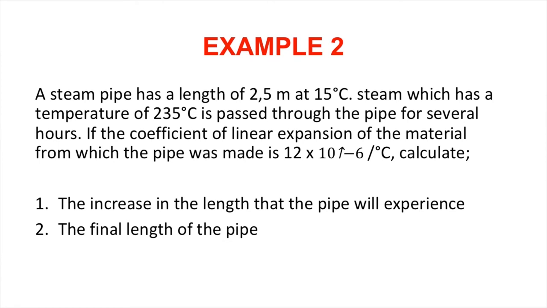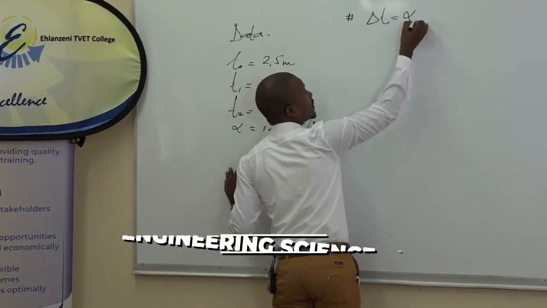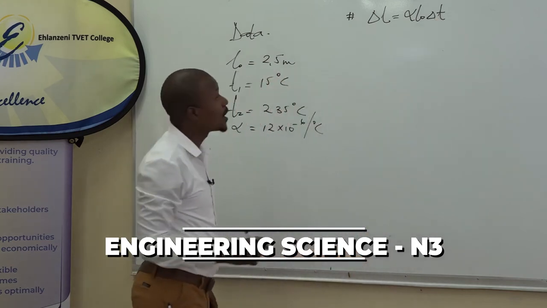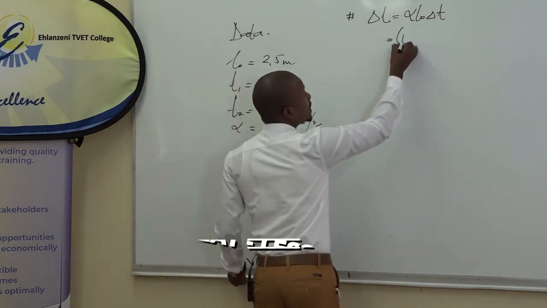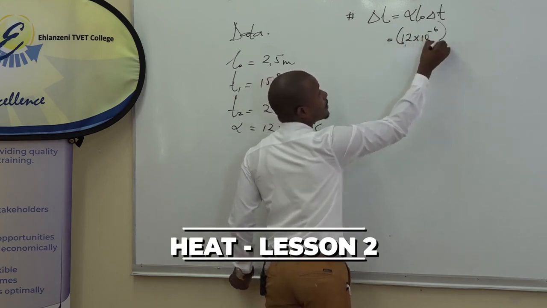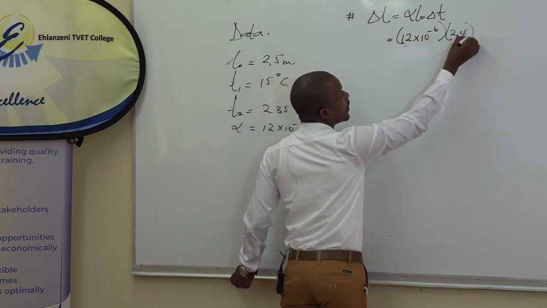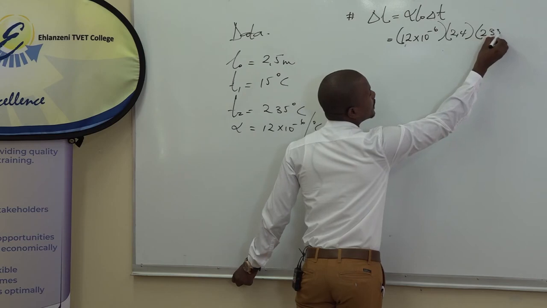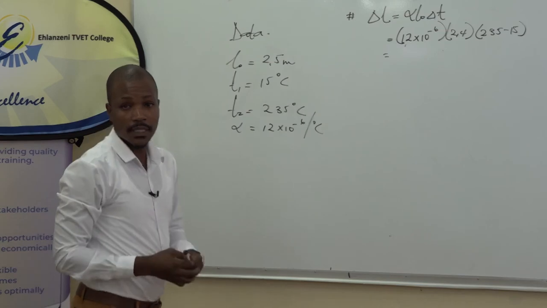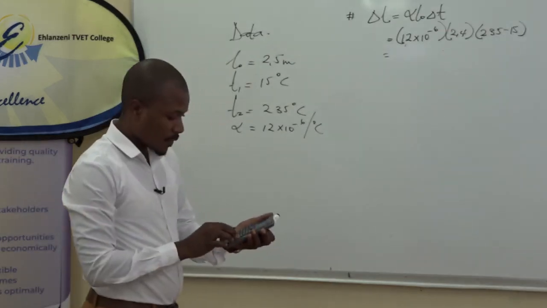Now, the first thing they want us to do here is to find the increase in length that the pipe will experience. How do we do that? We apply that equation that we had. Change in length is equal to coefficient multiplied by original length multiplied by change in T. What is our coefficient? 12 exponent negative 6. Original length 2.5. Change in temperature 235 minus 15.